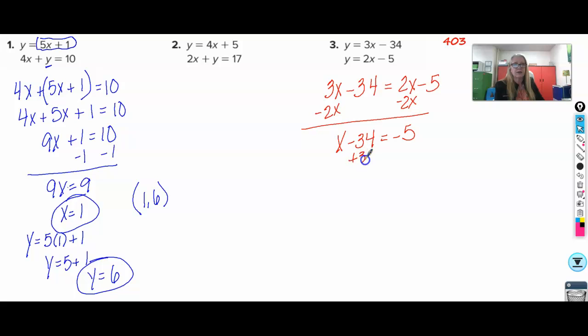Then I want to add 34 to both sides. And that tells me that x is 29. Okay. Now I can substitute 29 for x in either one of these equations to find out what y is. I'll use y equals 2x minus 5. I'm going to substitute 29 for x.